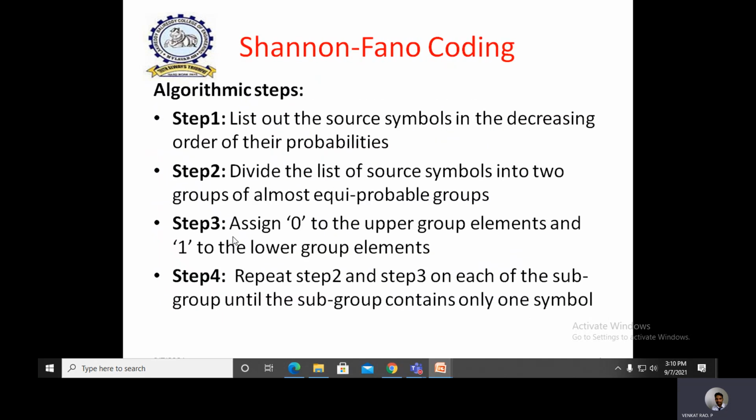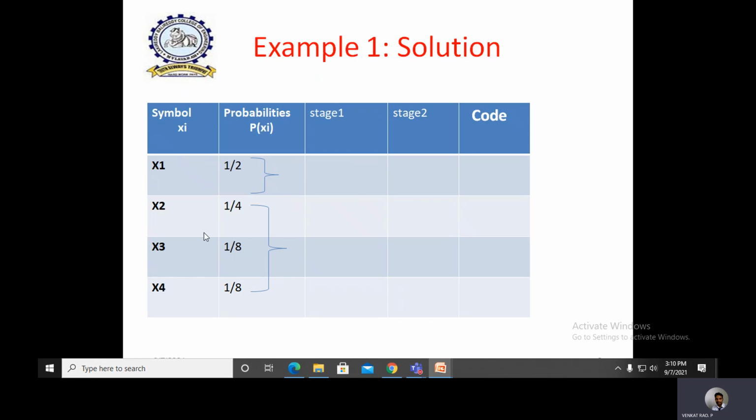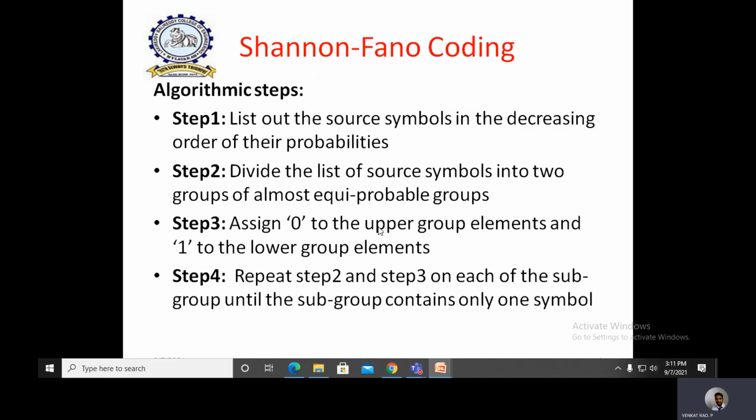Next, what is the third step? Assign 0 to the upper group elements and 1 to the lower group elements. So these are the bits 1 and 0. How is 0 assigned? 0 is assigned to the upper group element. What is the upper group element? This is assumed as the upper group and this is assumed as the lower group. In the lower group elements we have 3 symbols, in the upper group elements we have 1 symbol. So for the upper group we need to assign zeros, and for the lower group we need to assign ones. Okay, that is the rule. Assign 0 to upper group elements and 1 to the lower group elements.